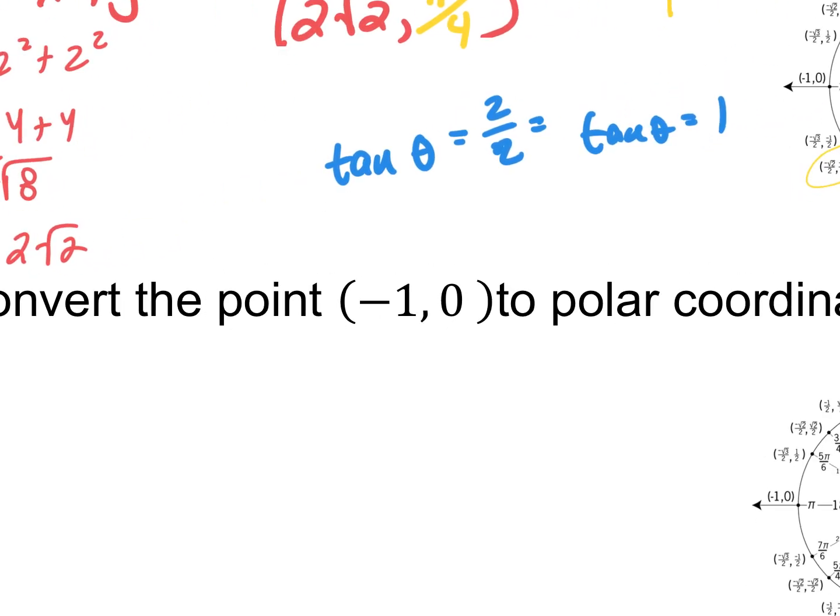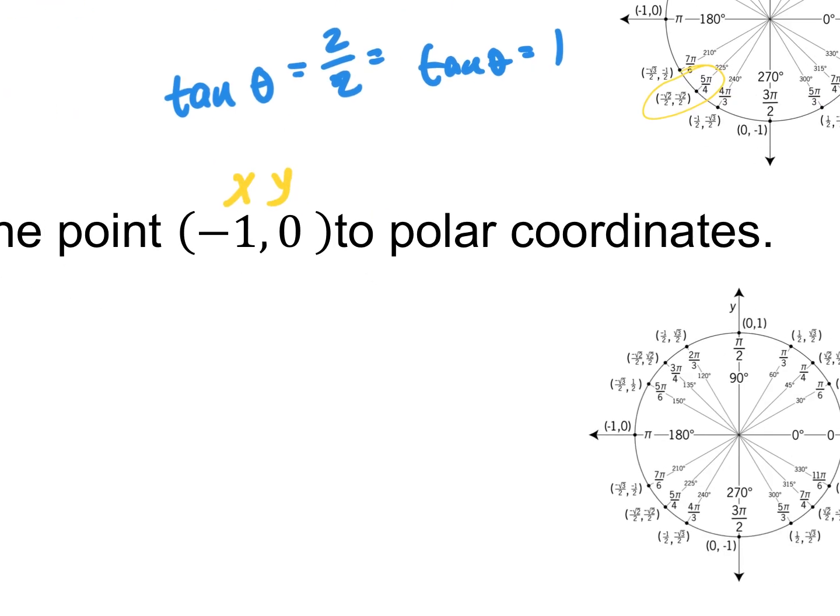All right, so now we're going to convert. This is my x. This is my y. Do I already know where this point is? What angle are we talking about? Pi. Where's negative 1, 0? It's pi. If you get a quadrant angle, it's real easy because you know what it is. But we don't have to look at that now.